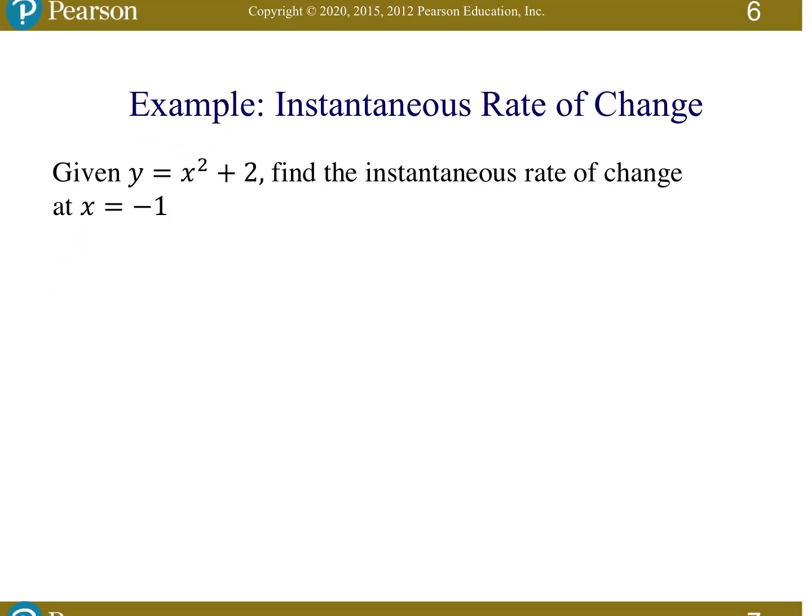Okay, so given this function, find the instantaneous rate of change at x equals -1. So we are going to set up the limit as b approaches -1. B, I was right the first time.